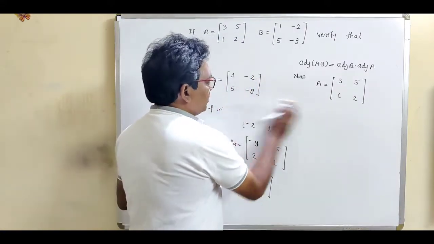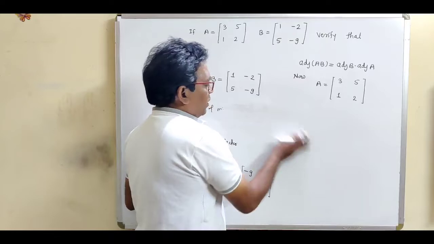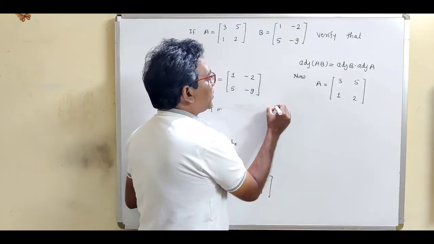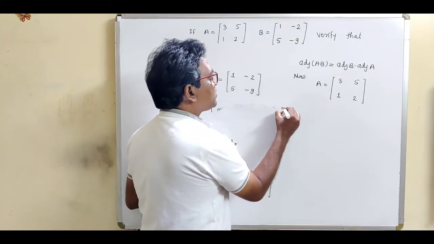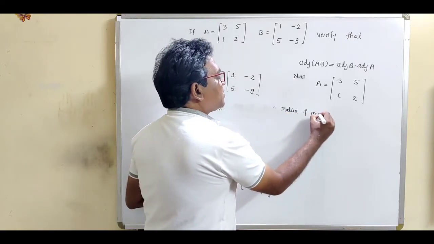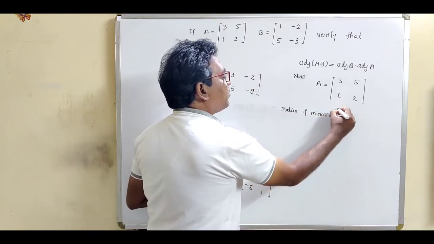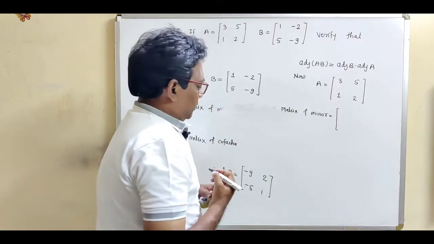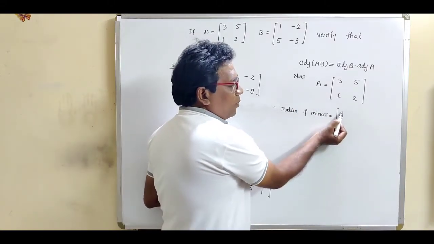So again the same thing, find out the matrix of minor. So write down therefore, this is our first step. Matrix of minor is equal to, so find out this minor element.